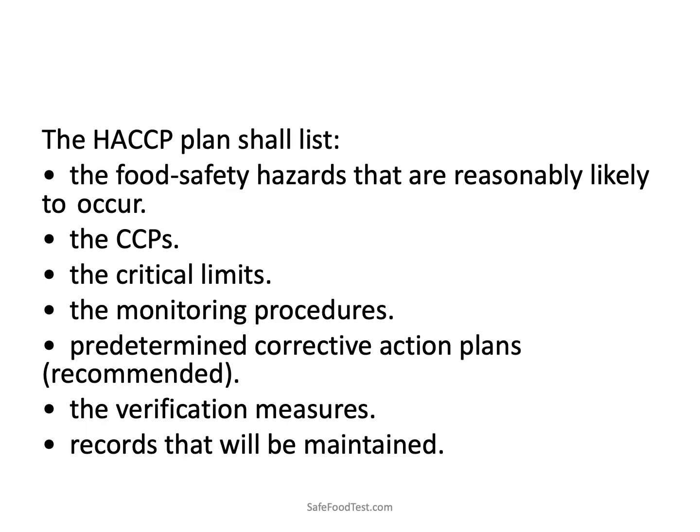There are specific requirements for the HACCP plan itself. The HACCP plan shall list food safety hazards that are reasonably likely to occur, the CCPs, critical control points, the critical limits, the monitoring procedures: what, how, frequency, who. Predetermined corrective actions are recommended, along with the verification procedures or measures, and the records that will be maintained.